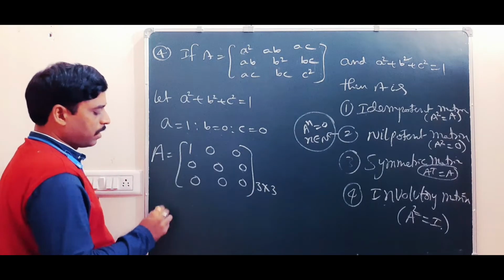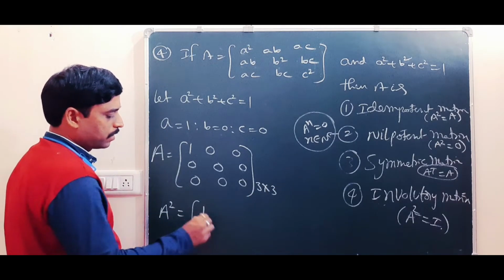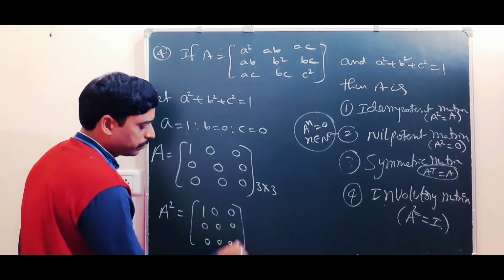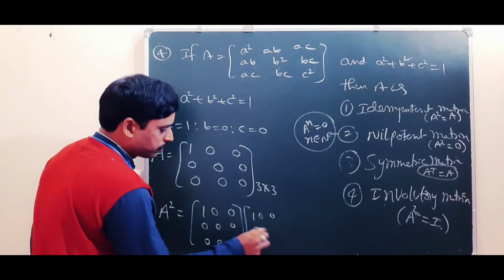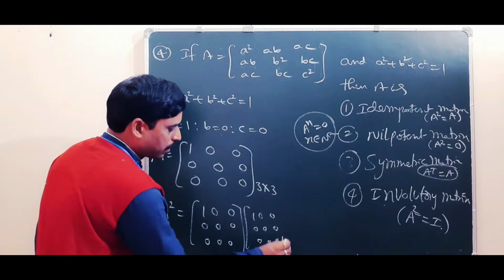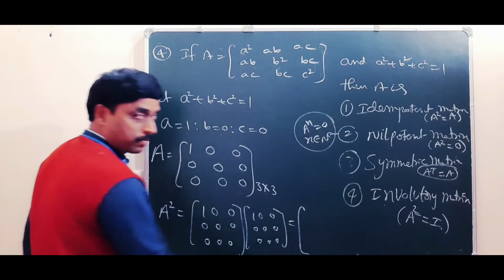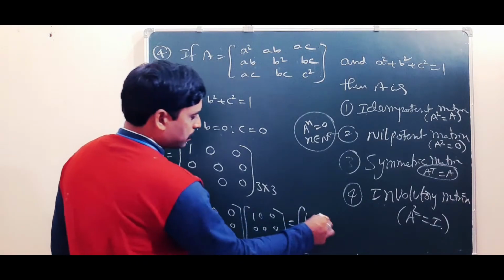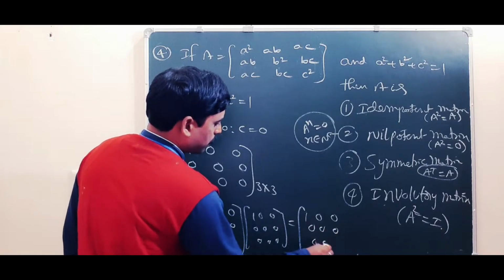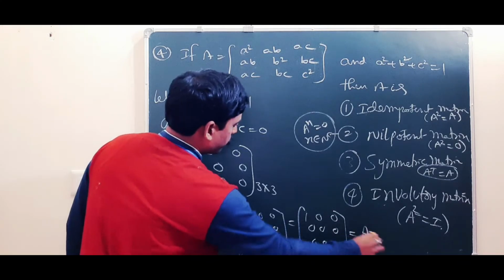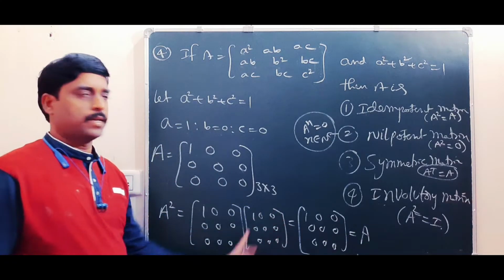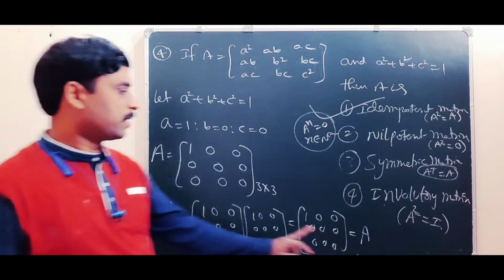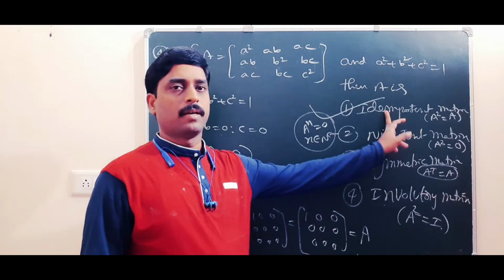Now first we have to find the A square value. A square is the matrix with 1 0 0 and all other entries zero, into the same matrix. It will be the product of these two matrices. First row multiplied with first column gives 1, remaining all are zeros. So this is nothing but A. If A square is equal to A, which option is correct? The first option. If A square is equal to A, then A is called an idempotent matrix.